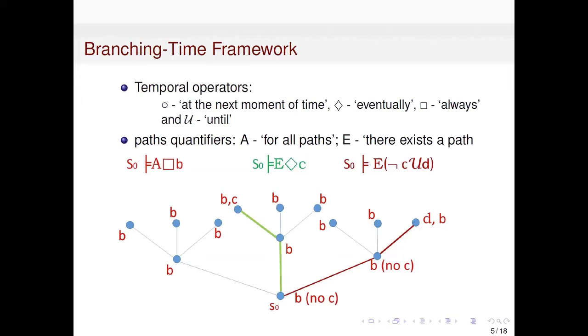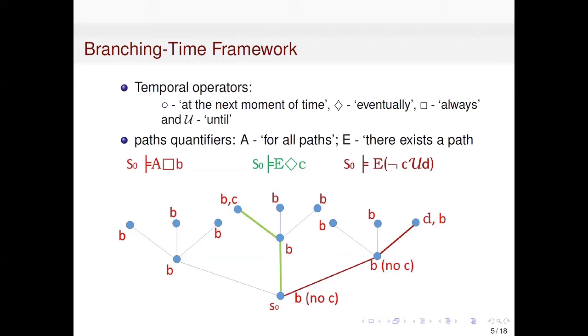The first says that in the state s0, you satisfy the formula which says that B is true at any path at any point. For all paths, always B. And you can see B labels every state in the model. The green middle formula says that you can find a path in this model where eventually C will happen. And you can see this is the case.